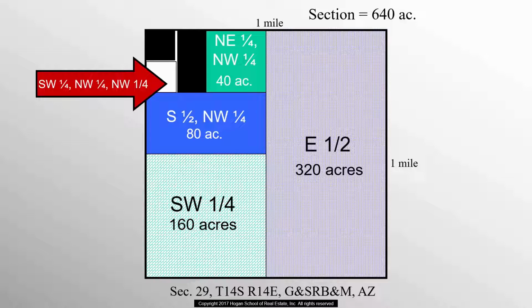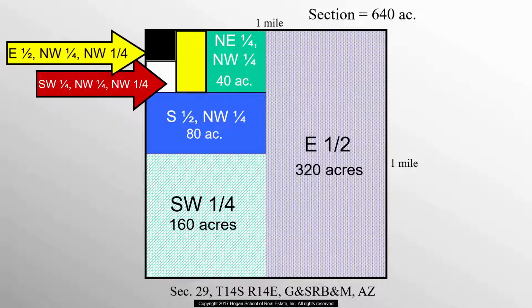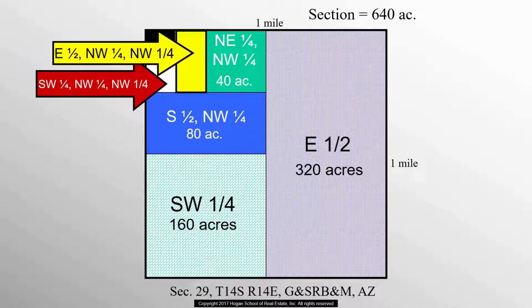Well, since the black parcel is 40 acres, a quarter of that would be 10 acres. How would you describe the yellow parcel? Well, it's a half. Which half is it? It happens to be the east half of the northwest quarter of the northwest quarter. And so it's a half of a quarter, so that would make that 20 acres. Okay, enough of that. I know this can be a little bit confusing. You just have to play with it.